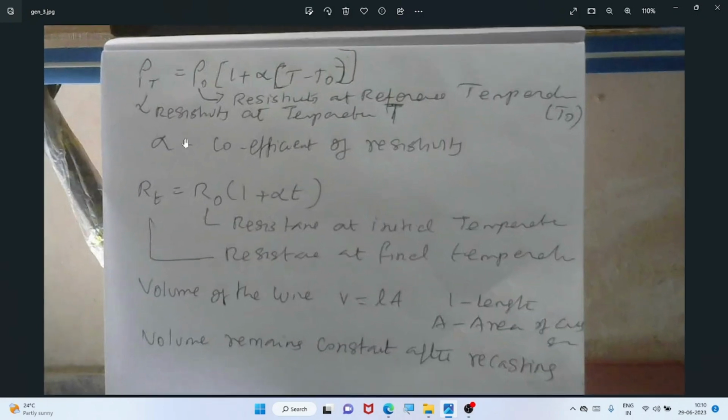This is how the resistivity is related to the temperature. Rho 0 is the resistivity at the reference temperature, rho T is the resistivity at the given temperature, alpha is the temperature coefficient of resistivity, T naught is the reference temperature and T is the given temperature. The resistance at the final temperature is the resistance at the initial temperature times 1 plus alpha T. Alpha is the temperature coefficient.